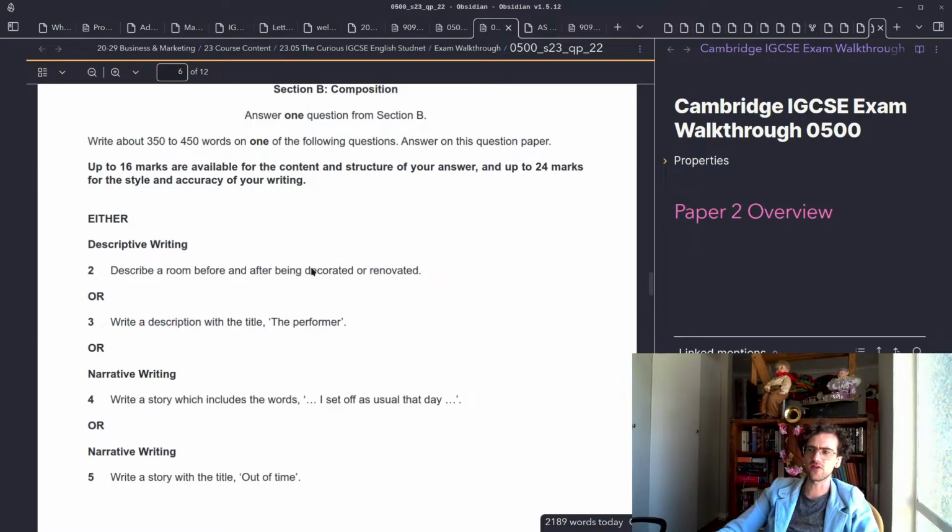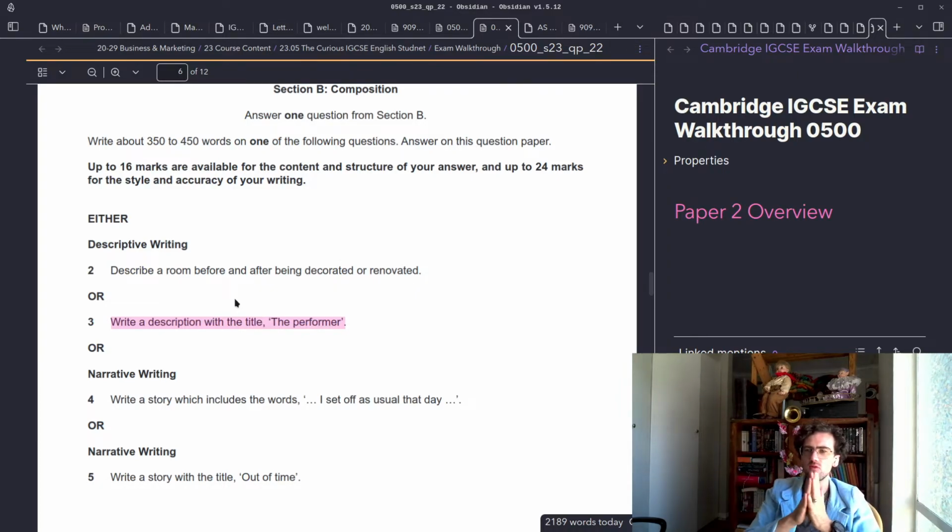Now, describe a room before and after being decorated or renovated, or write a description with the title, The Performer. This is going to split your piece into a before section and an after section. The performer option is the one where people might look at it and write a narrative. If you write a narrative, it's just wrong, because you've missed the question. Your descriptive writing can have some kind of plot that moves it forward, but it is by no means about the plot. Especially with something so short, writing something with a plot is going to be very difficult, because it's going to end up being a narrative.